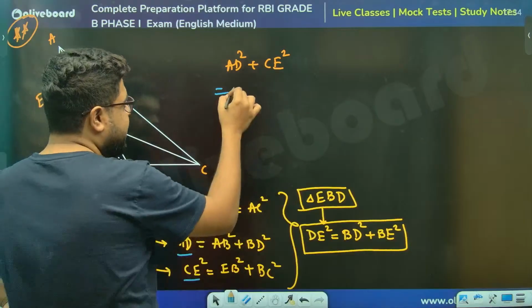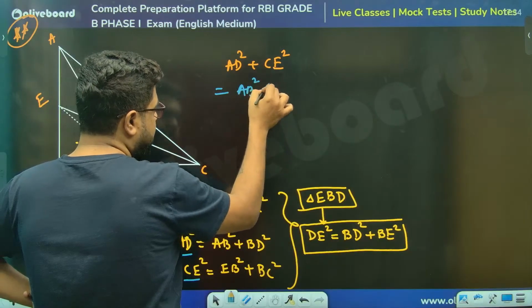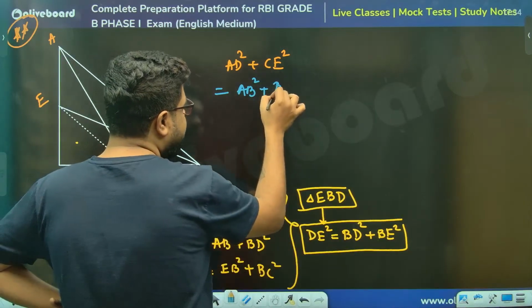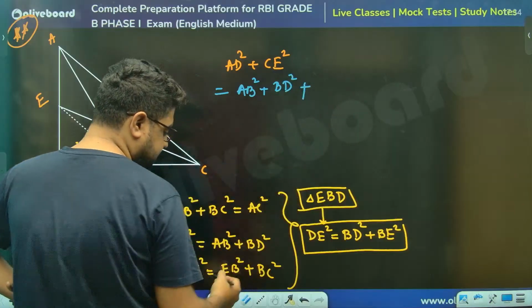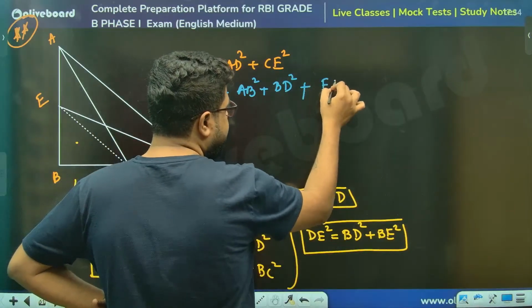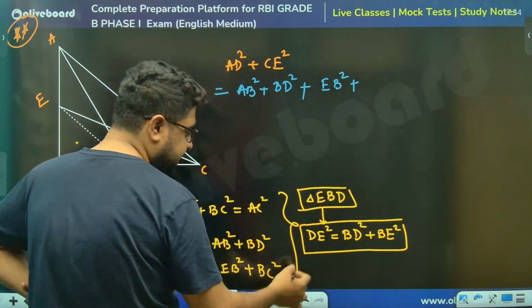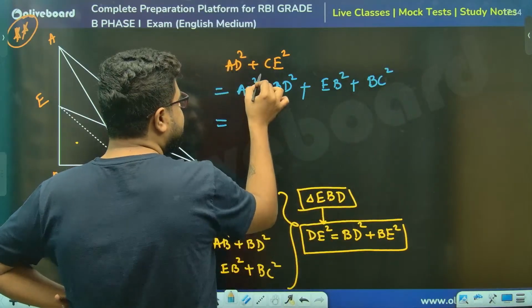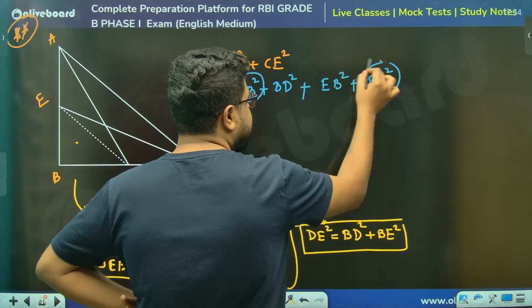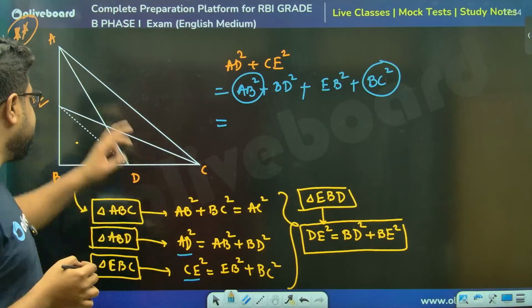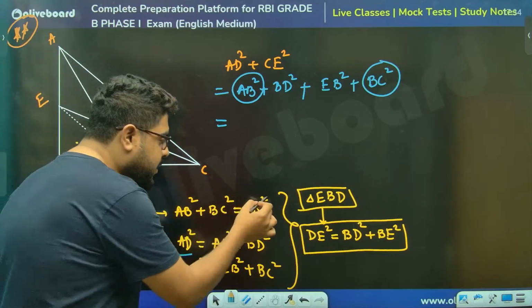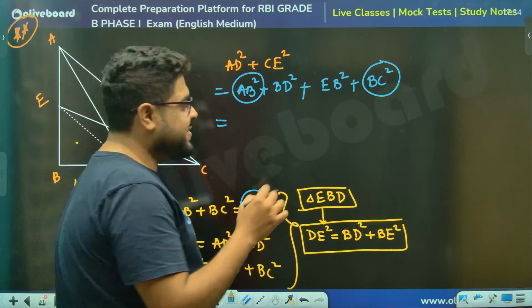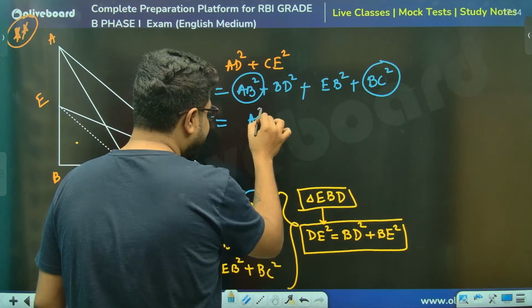Sir, AB square plus BD square plus EB square plus BC square. Keep a cool head, sir. Take this one and this one. Rings any bells? AB square plus BC square is equal to AC square, sir. Sir, it is AC square.